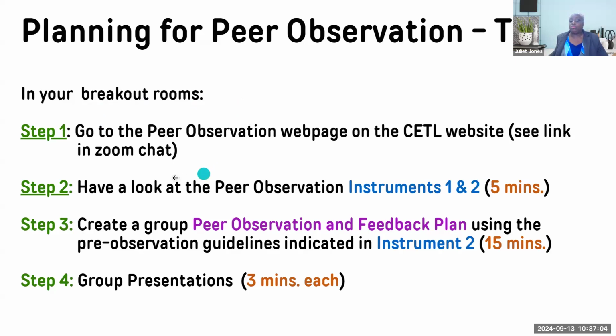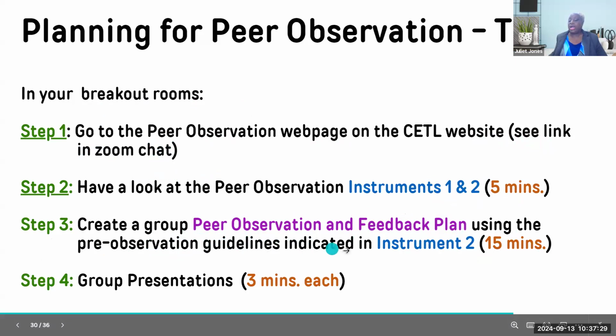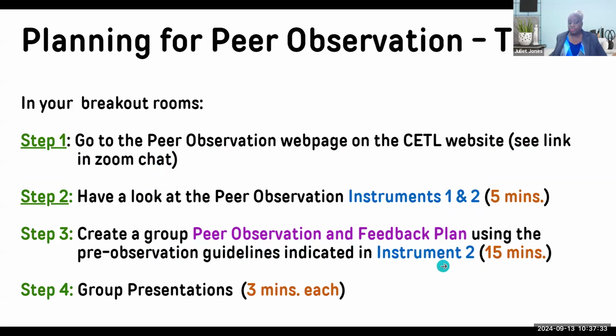So in your breakout rooms, step 1, go to the peer observation webpage on the CETL website. We've already pasted that link. Step 2, have a look at the peer observation instruments 1 and 2. We give you 5 minutes to do that. Step 3, create a group peer observation and feedback plan using the pre-observation guidelines indicated in instrument 2.